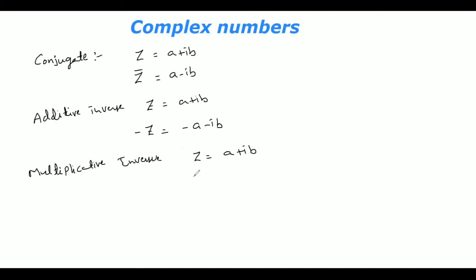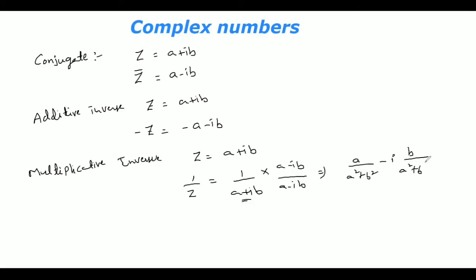Its multiplicative inverse is 1/z. 1/z we can write as 1/(a + ib). When you simplify it, we take the conjugate a - ib, so (a - ib)/(a - ib). After simplifying this, we get a/(a² + b²) - i·b/(a² + b²). Like this we can find the multiplicative inverse. This is the formula of the multiplicative inverse of any complex number.